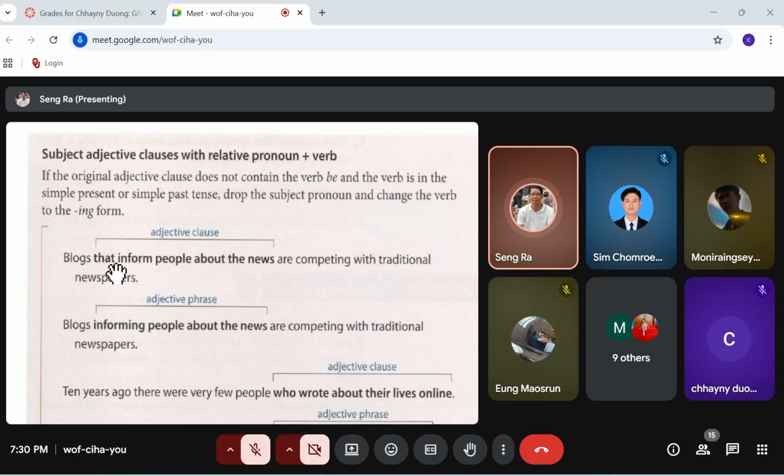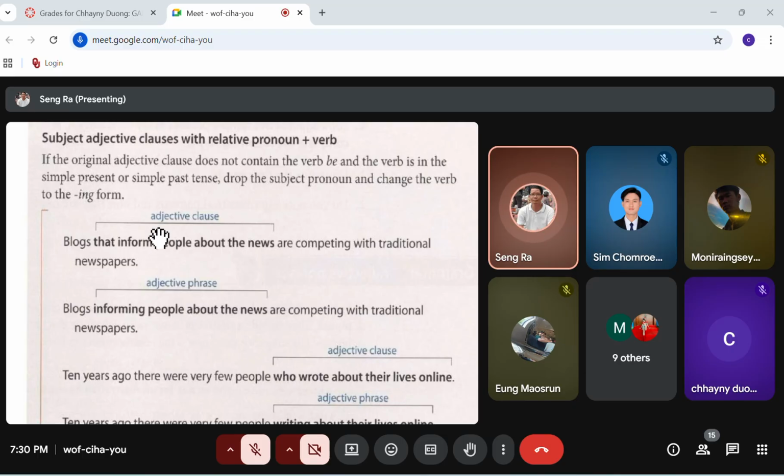So blogs that inform people about the news are competing with traditional newspapers. This is an adjective clause: blogs that inform people about news. This is a split clause. As a result, you can say blogs informing people about the news are competing with traditional newspapers.